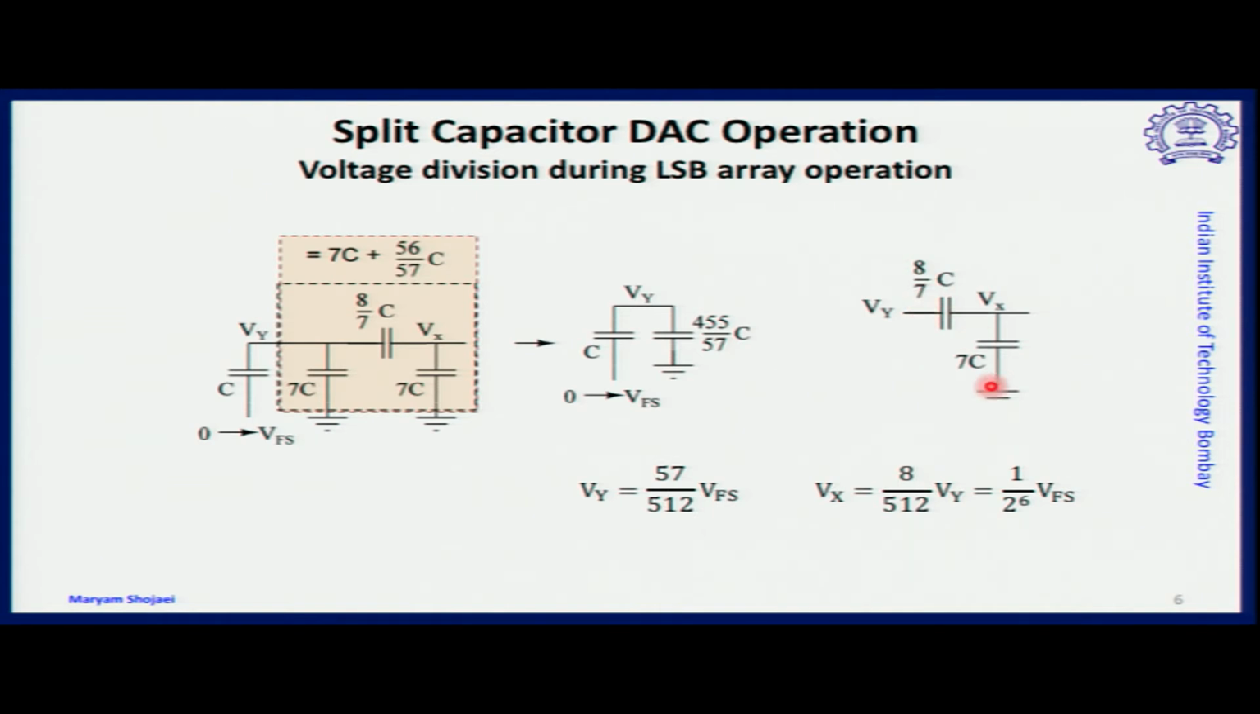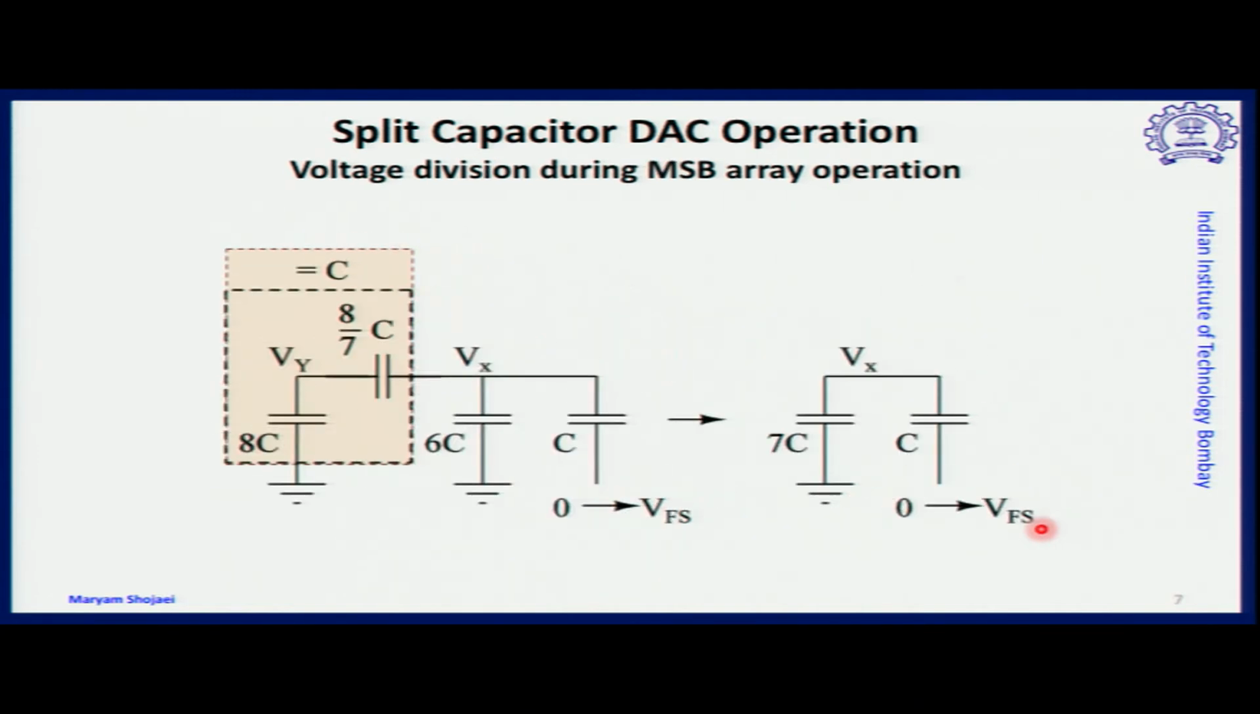The value of Vx itself becomes a division of Vy with respect to capacitors of 8x7C and 7C. So Vy itself is 57/512 V full scale, and therefore Vx becomes 8/512 Vy, which reduces to V full scale by 2 to the power 6, which is the LSB reference value.